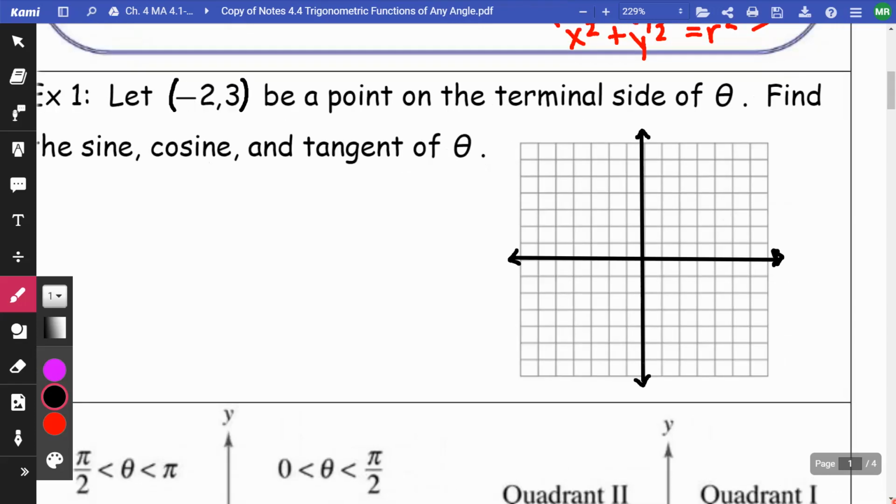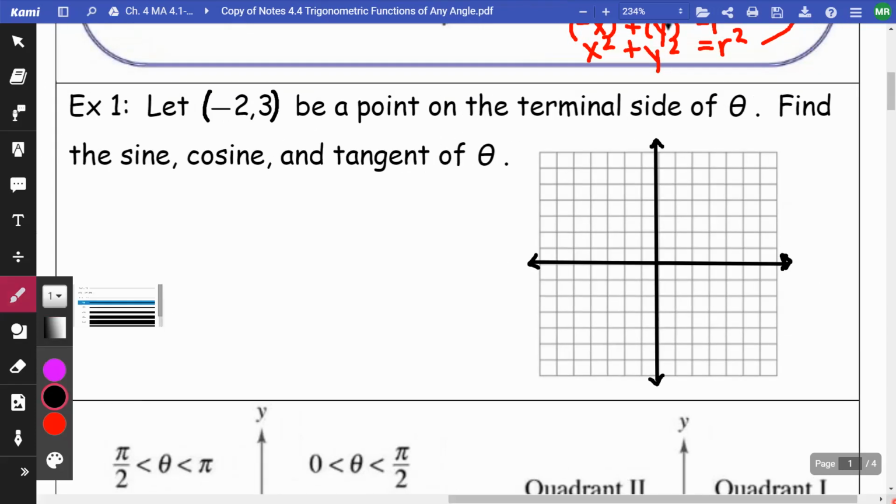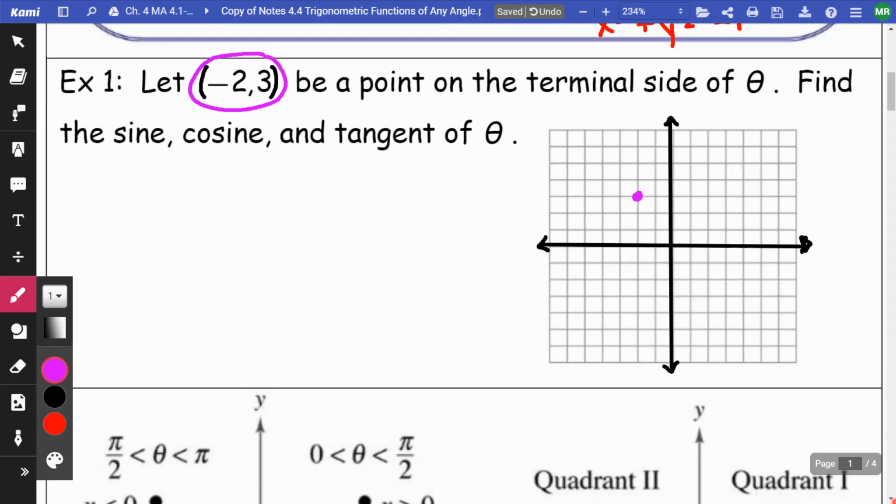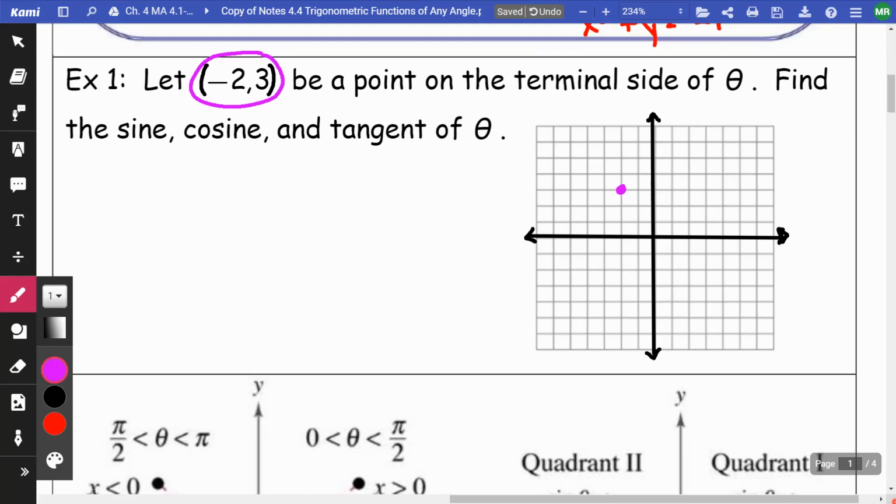Okay. And I'm going to plot that point, this point right here, (-2, 3). So I'm going to go -2, 1, 2, 3. Okay, that's where I am. And we know that this point is going to be on a line that is going to form the terminal side.